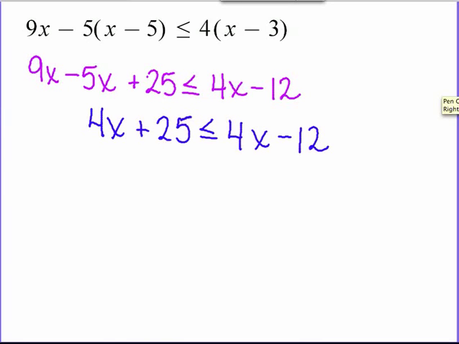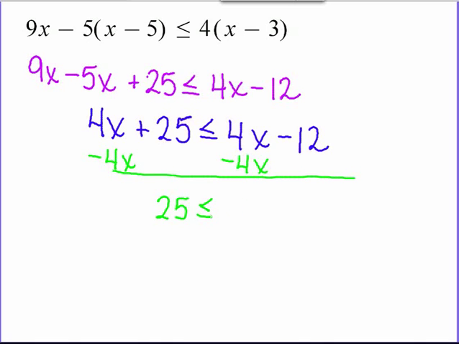So what do you do now? Subtract 4x. So on the left, what happens to your 4x's? They cancel. They're gone, and that leaves you with 25.